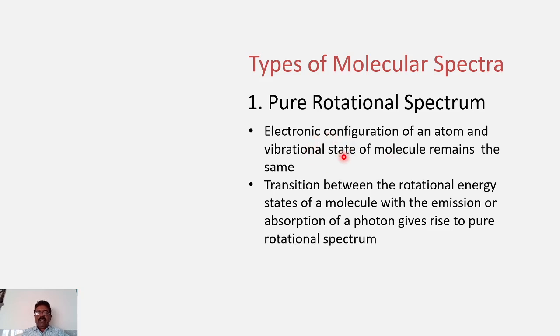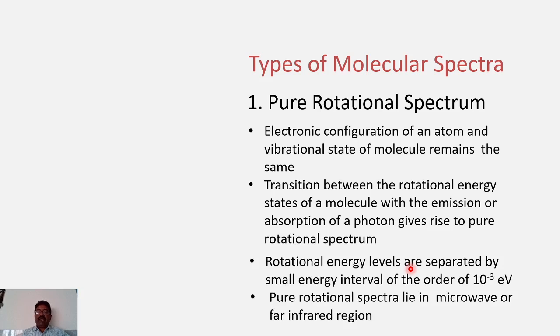And as I have defined earlier, there are certain allowed discrete rotational energy levels. So whenever there is a transition between these rotational energy states of a molecule with the emission or absorption of a photon, it will give rise to a pure rotational spectrum. So this is the first type, that is the pure rotational spectrum.